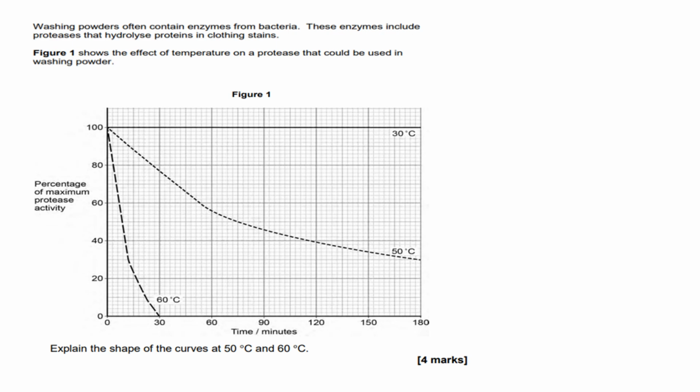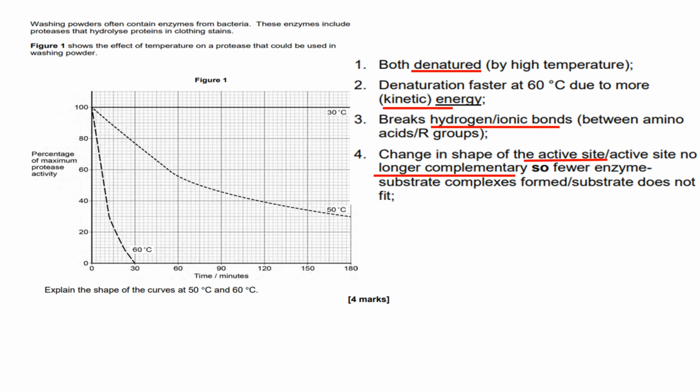What we can see is a variety of factors about enzymes and temperature. So first of all, 50 and 60, both of them are being denatured, which is why the percentage of activity is dropping. 60 degrees, the rate of drop is quicker. It's nearly all deactivated by 30 minutes, whereas at 180 minutes, the 50-degree enzyme is still working, even though it's much reduced. Why is this happening?